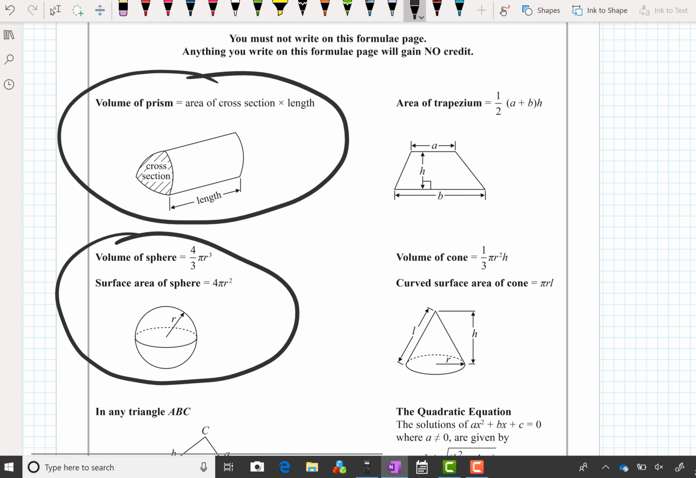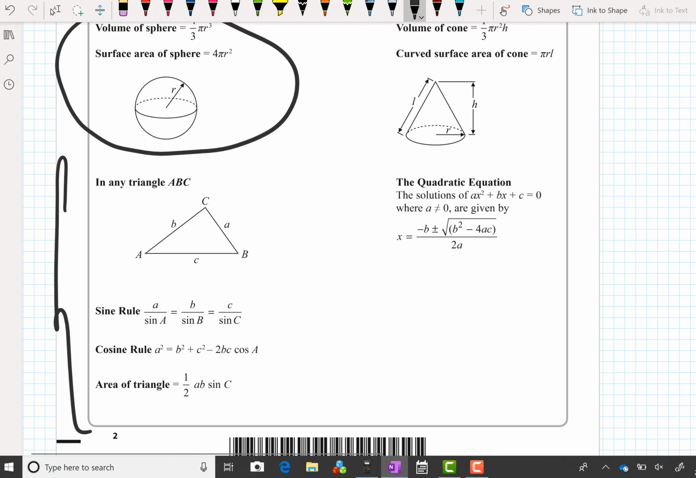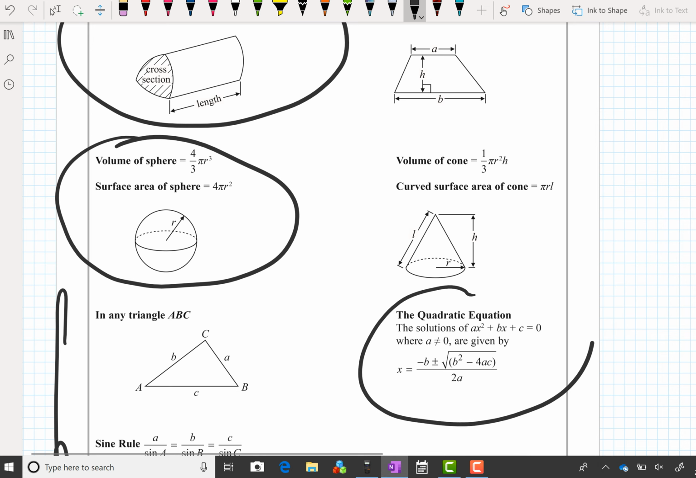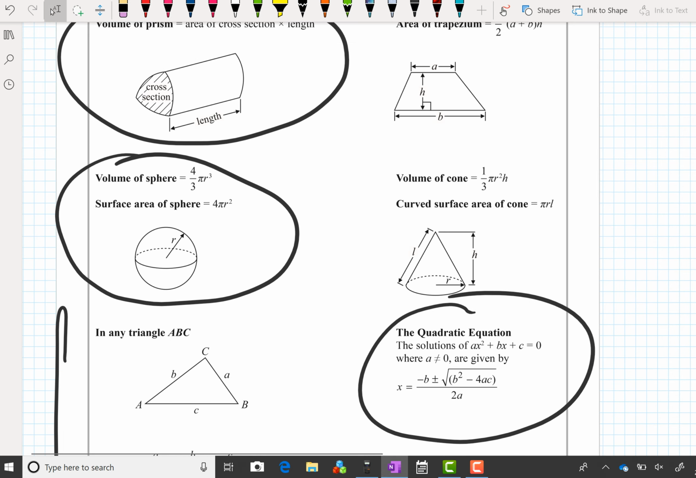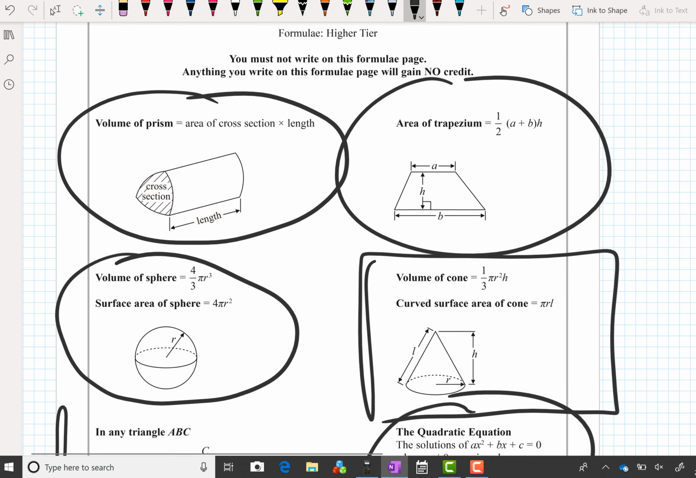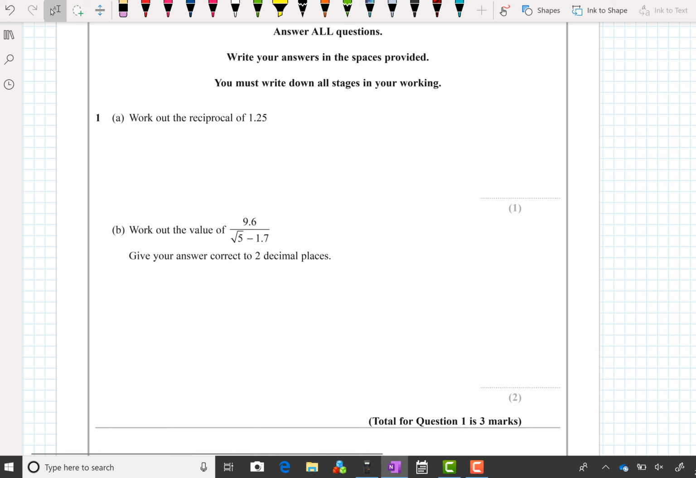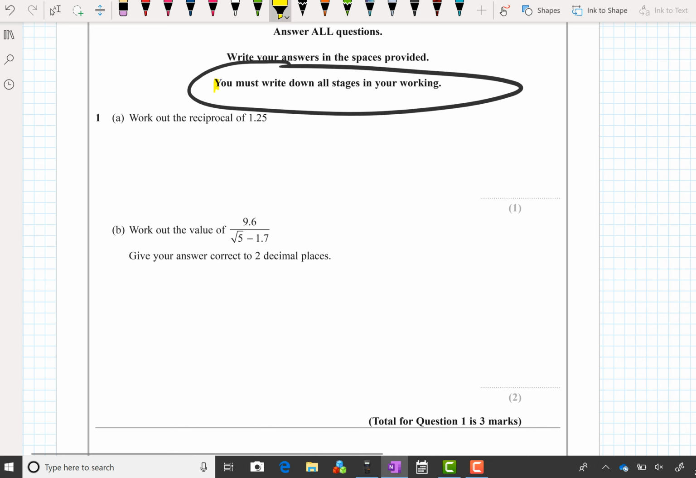Volume of a sphere and surface area of a sphere, worth noting. For trigonometry down here, we've got the quadratic equation for solving quadratics. Volume and curved surface area of a cone and area of a trapezium. So a few things just to quickly familiarise yourself with. Might be using those. Answer all the questions. Write your answers down. You must highlight. Write down all stages in your working.